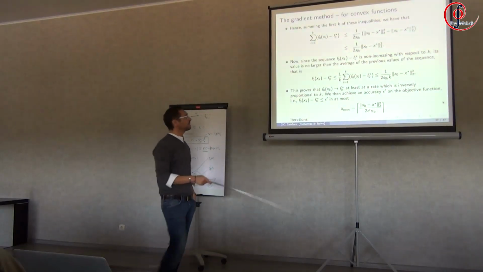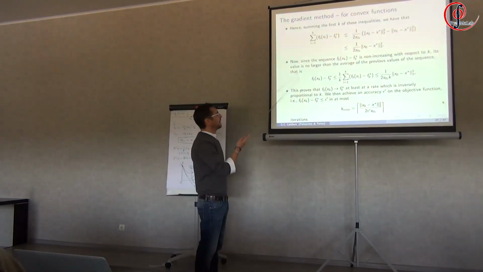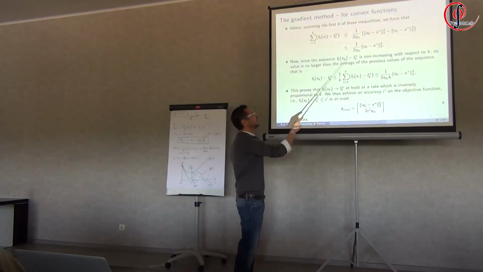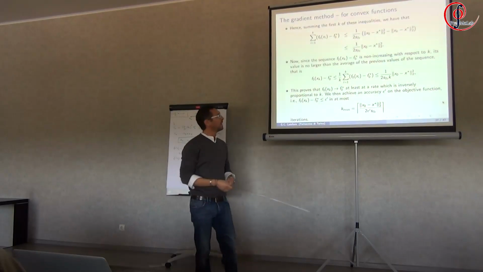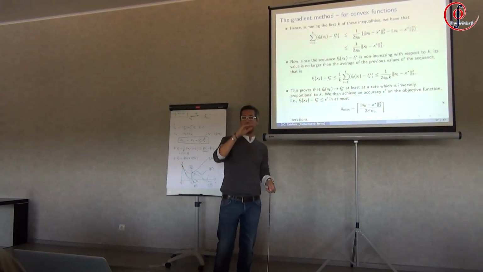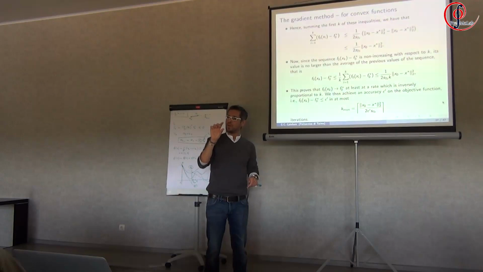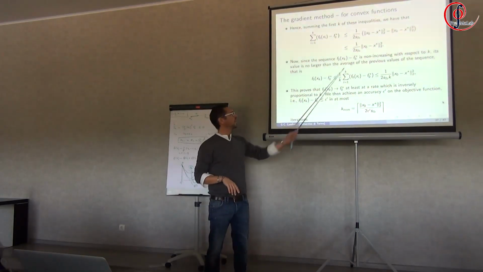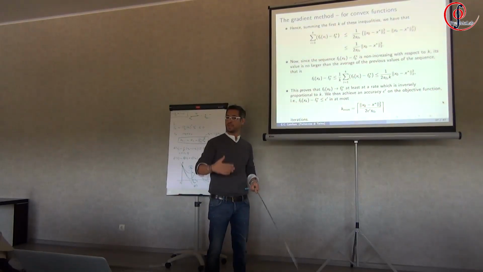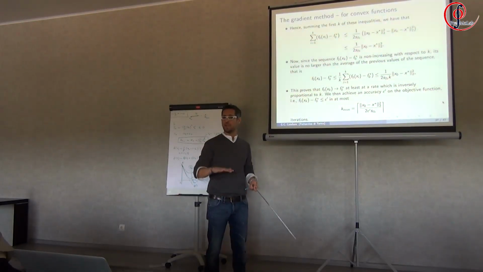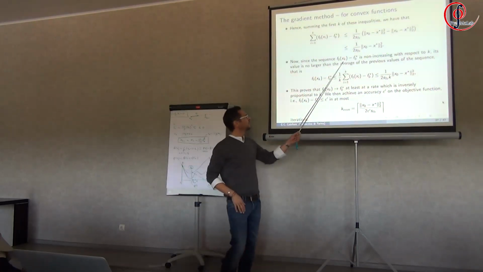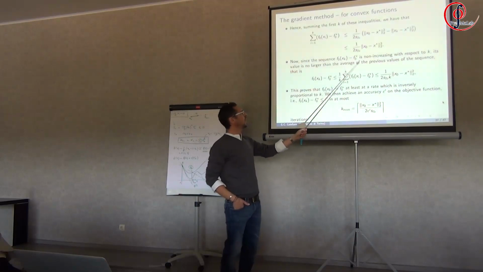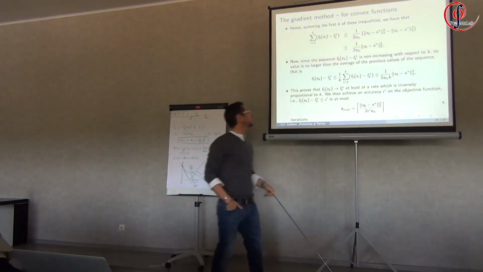Now, the sequence here is non-increasing with respect to k. Why? Well, we have seen before that at each step of the gradient algorithm, we decrease a little bit our function. So f0 decreases with iteration k. Okay, it always decreases, or at least it does not increase. So f0 xk minus f star is non-increasing with respect to k.